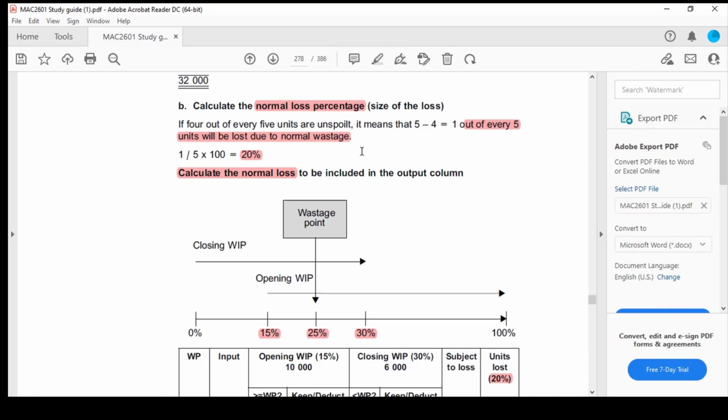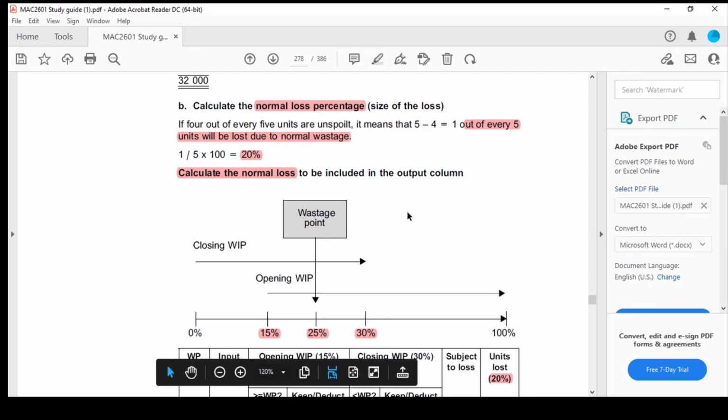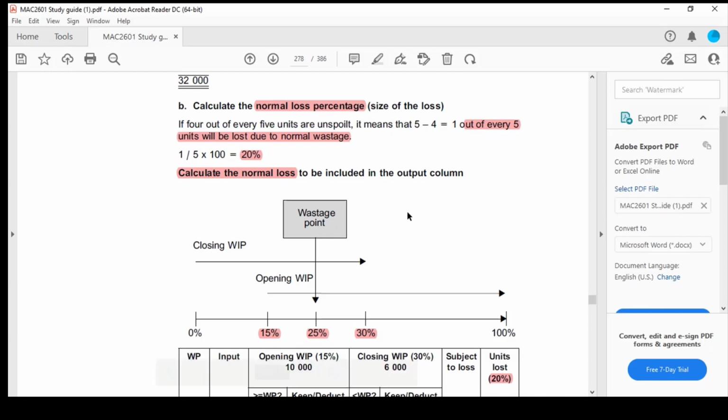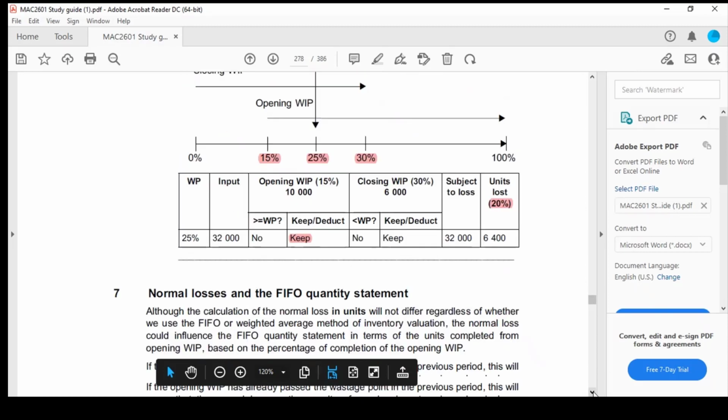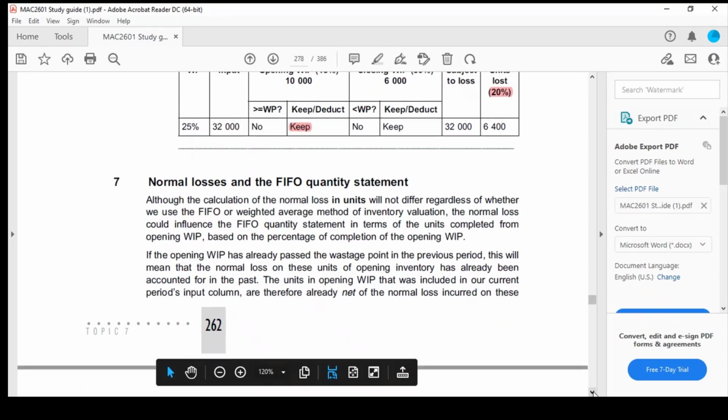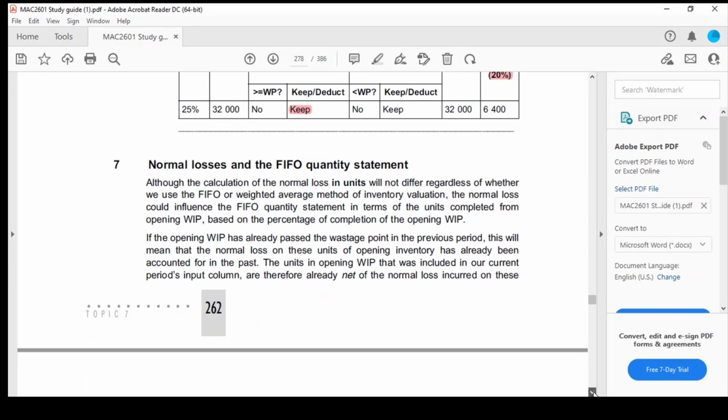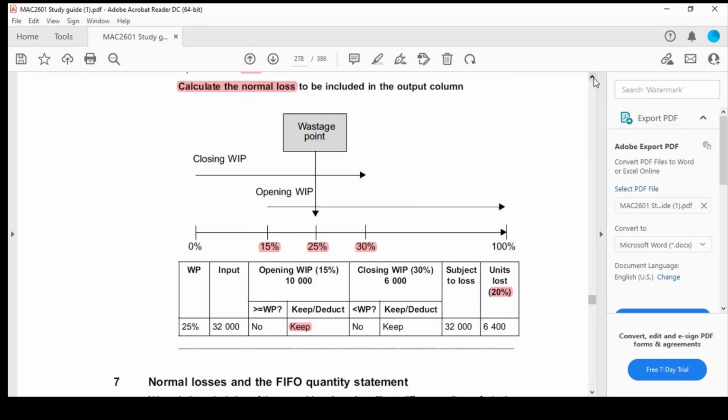Sometimes in questions, they give you the normal loss percentage. In some instances like this one, you have to calculate the size of the normal loss. Don't be in a situation where you say it's 25%, because we did determine that they are two different things. So yes, they will give you a scenario for you to calculate this percentage. Okay, thank you. Are we on the same page?